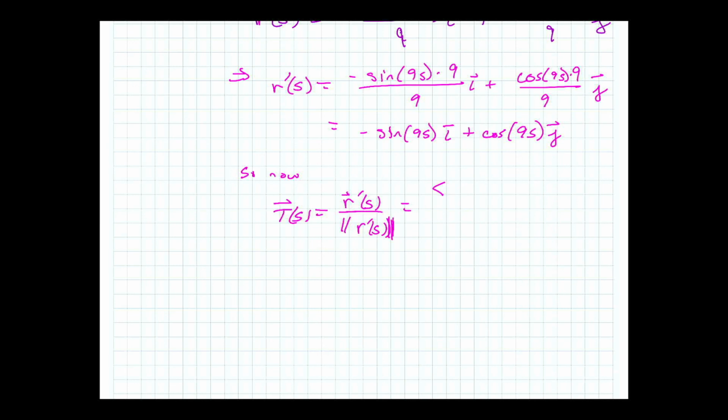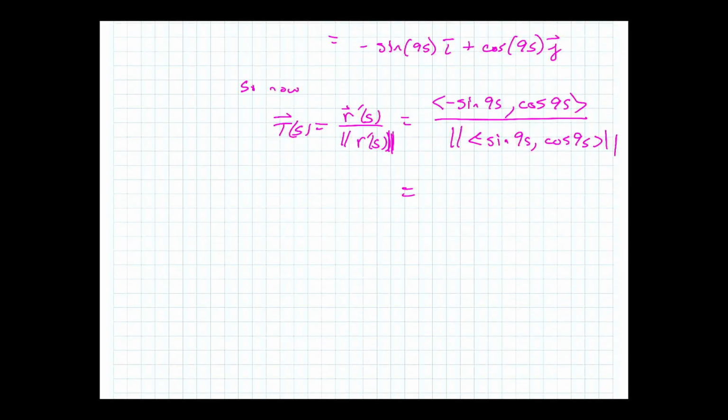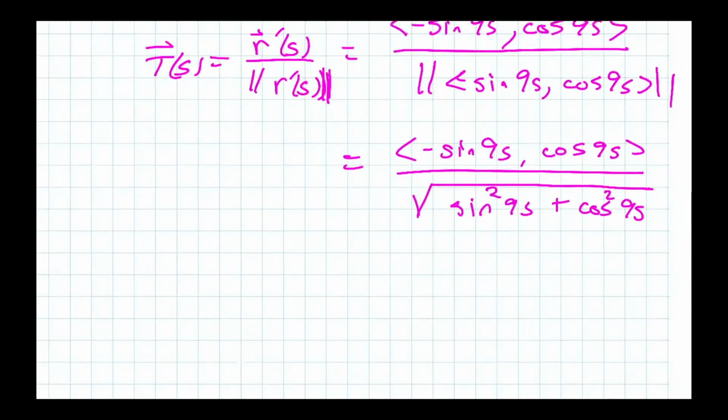So I'm going to put it in this notation: negative sine 9s, cosine 9s over the magnitude of that vector. So then we get negative sine 9s. It's a negative sine, not negative 9. Square root, and I'm just going to write it: sine squared 9s plus cosine squared 9s, right? Because we're squaring it.